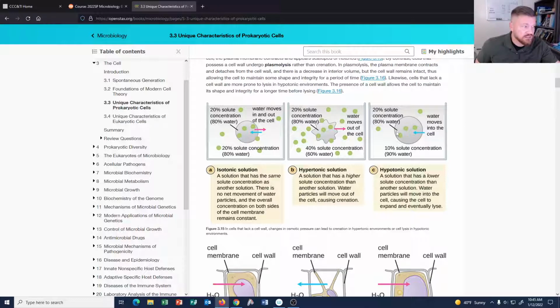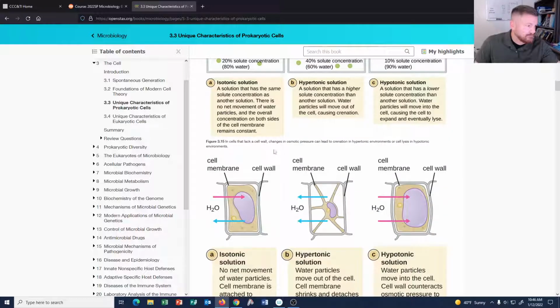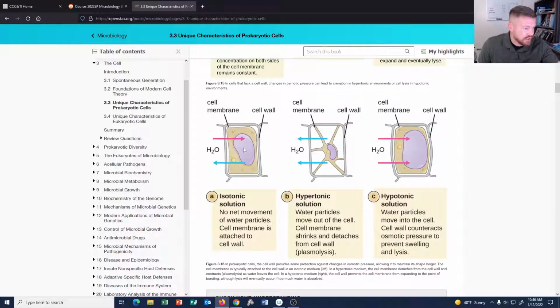This hypotonic environment is also why you wouldn't want to inject pure water into your bloodstream. If you inject pure water into your bloodstream, your red blood cells would swell to the point of bursting. That's a real bad day for you, right? And so this is just showing you what that would look like if a cell wall was involved, right?